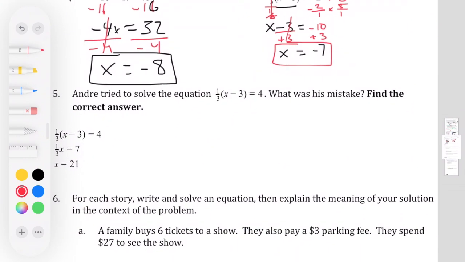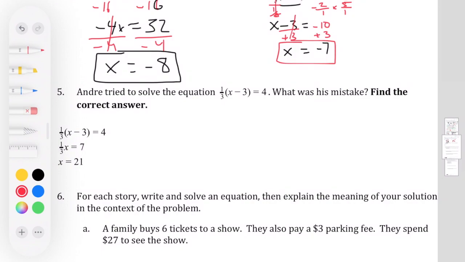So number 5, Andrey tried to solve the equation 1/3 parentheses x minus 3 is equal to 4. What was his mistake? Find the correct answer. So they're asking us 2 things right here. We need to go through Andrey's steps over here and decide where he messed up, and then we need to do it correctly to solve for our solution.